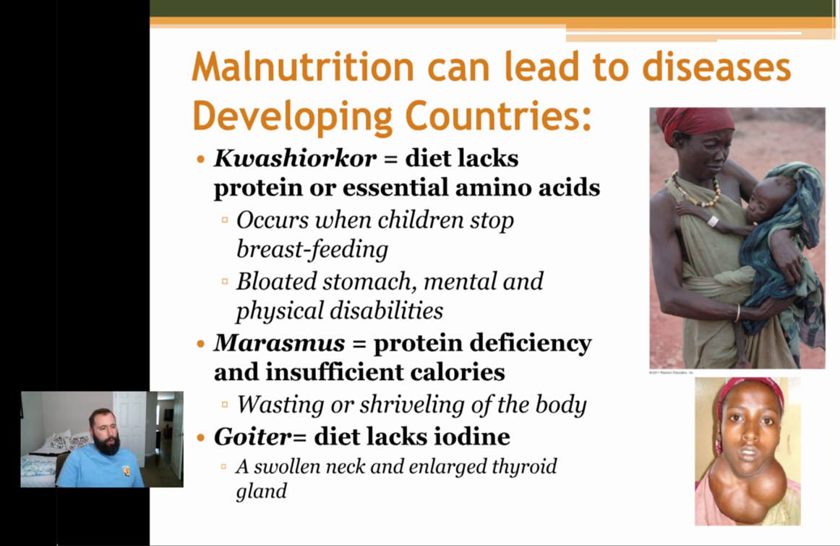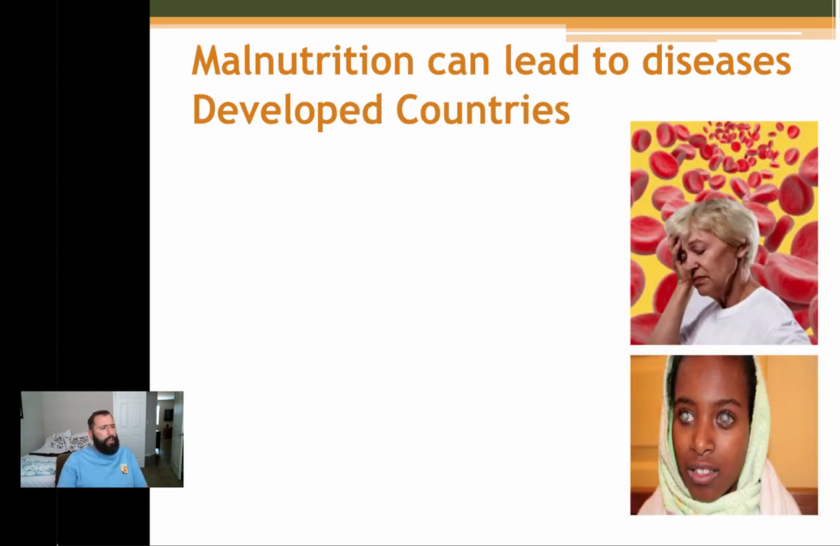Another disease could be a goiter, and you're seeing a picture of a goiter in the lower right-hand corner. This is what happens when the diet lacks iodine. You get a swollen neck, which is caused by an enlarged thyroid gland. Here in developed countries like the United States, we iodize our salt, and if we use iodized salt to season our foods, we will likely not get a goiter because we're getting enough iodine in the salt that we eat. But other developing countries don't have access to that usually.